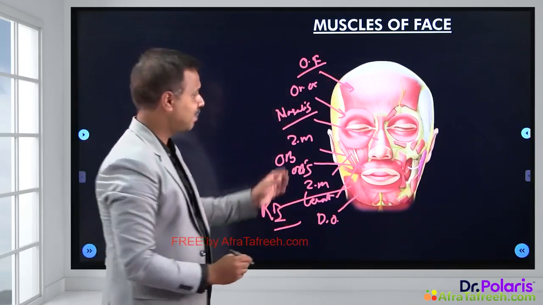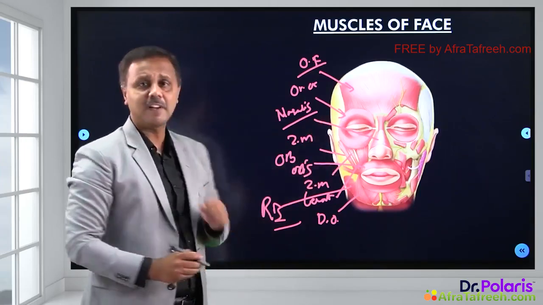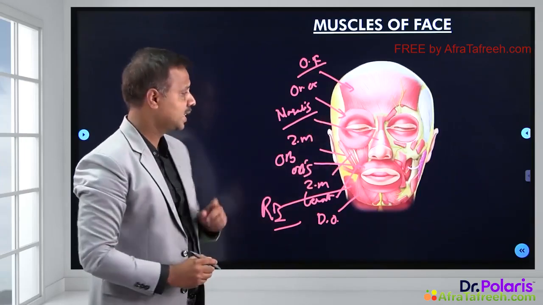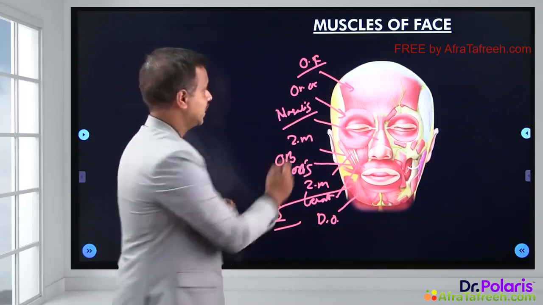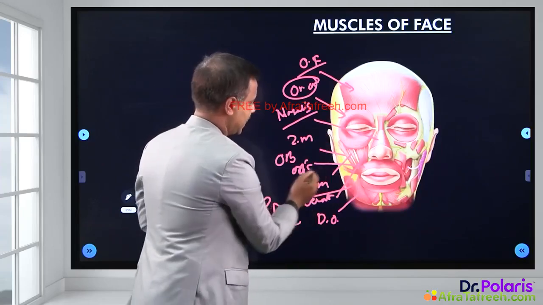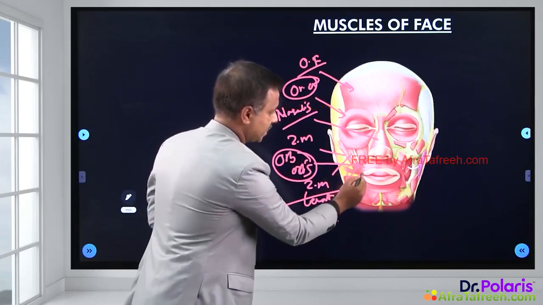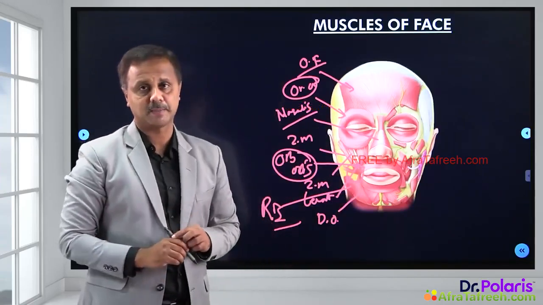As I said, there are plenty of muscles. Let's not worry about each of them. We will focus our discussion on three important muscles, that is orbicularis oculi, then orbicularis oris, and one more muscle which is present in this region which is referred to as buccinator.